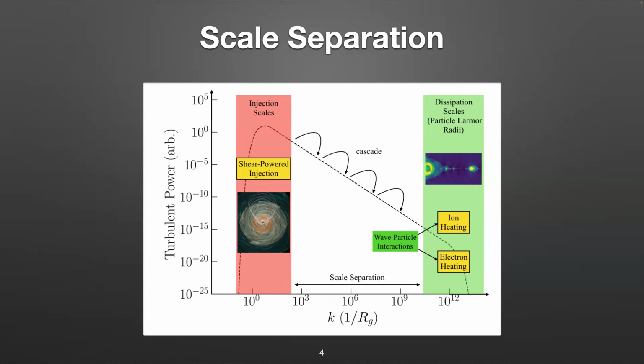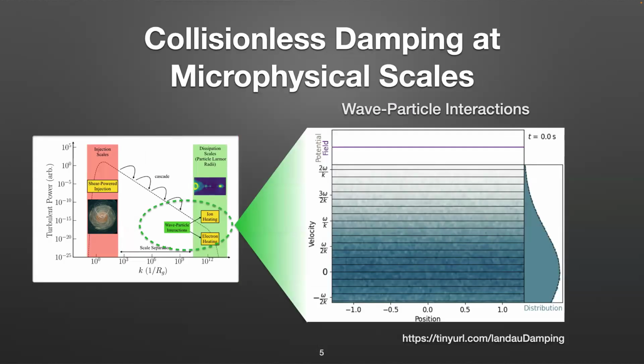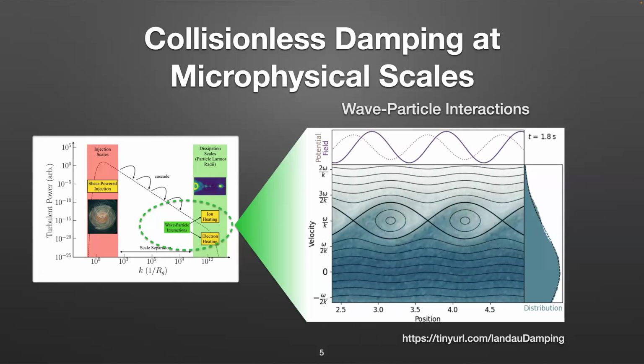What are wave-particle interactions? Well, if you zoom into the right end of the spectrum, this is what it looks like. There's a little animation showing how wave-particle interactions work. The distribution function of the plasma is shown on the right, and if you turn on a wave in the plasma, the particles with velocities equal to the phase velocity of the wave resonate with the wave, and it causes a little kink in the distribution function, as you see on the right. That kink leads to effective heating of the plasma, and that is exactly how collisionless damping works.